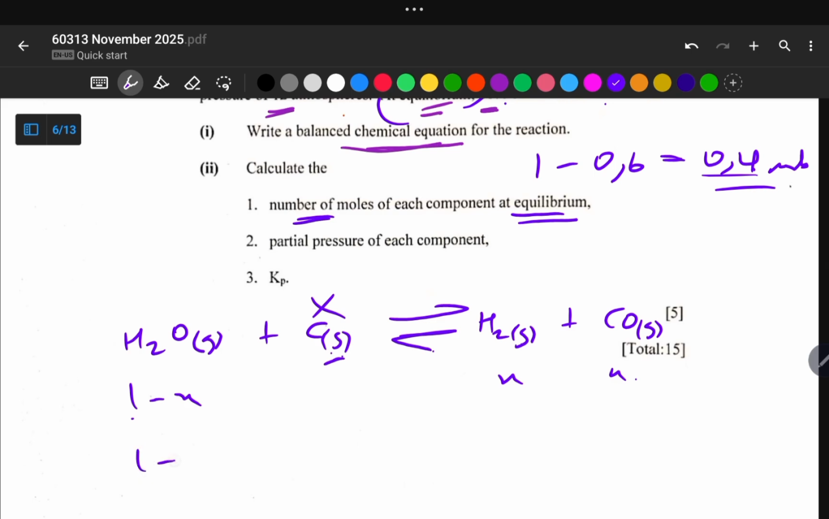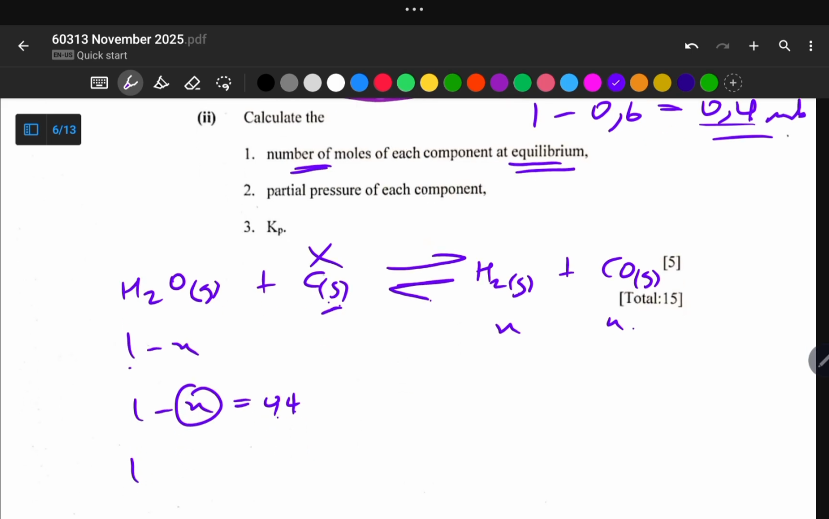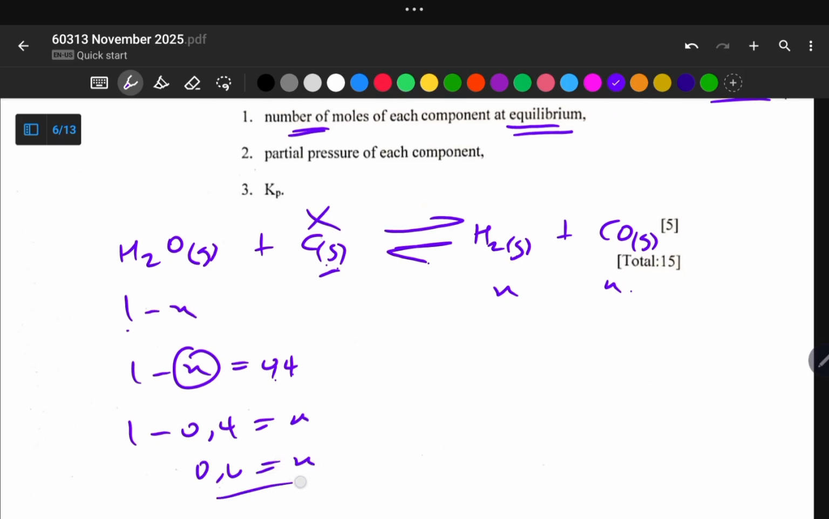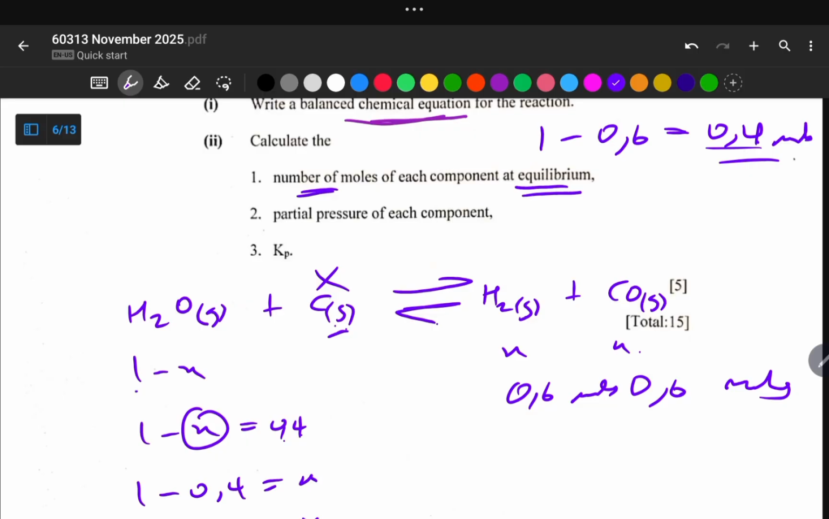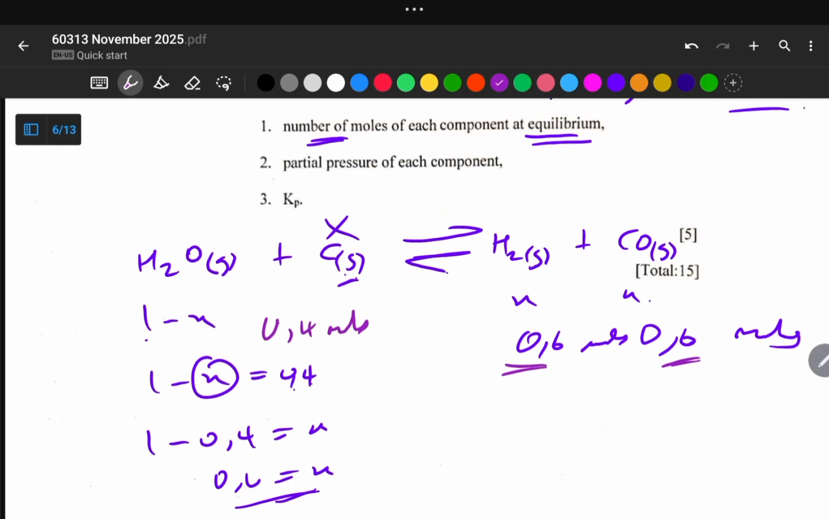So we are saying that 1 minus x is equal to 0.4, and then we want to have the value of x. So this one is a simple linear equation, right? x is equal to 0.6. So here is 0.6, and then here is 0.6. So these are the moles at equilibrium, right? So here we're having 0.4 moles at equilibrium, this one 0.6, this one 0.6, right? So these are the number of moles of each component at equilibrium, right?